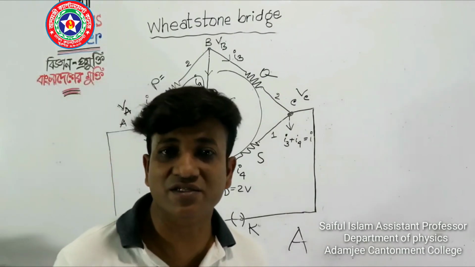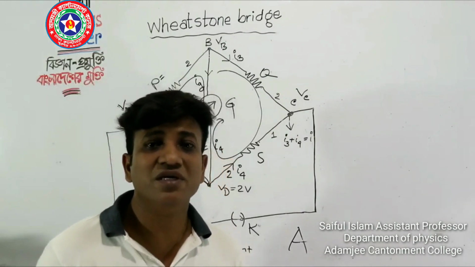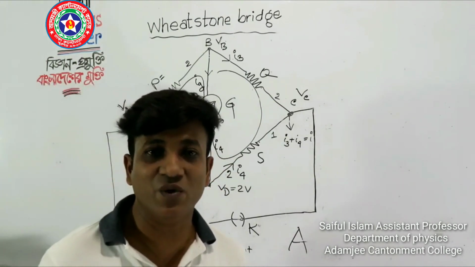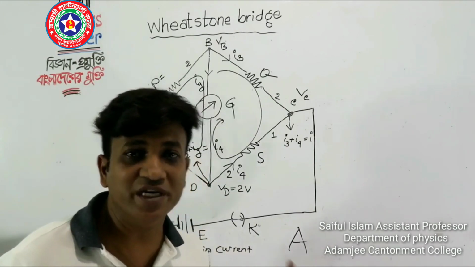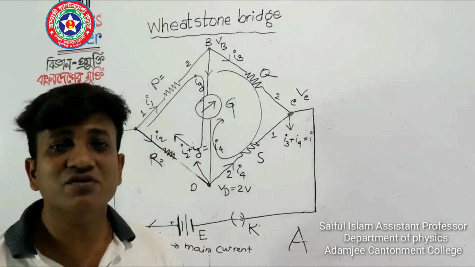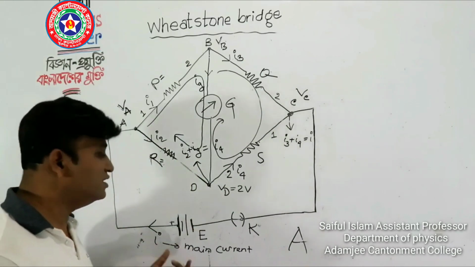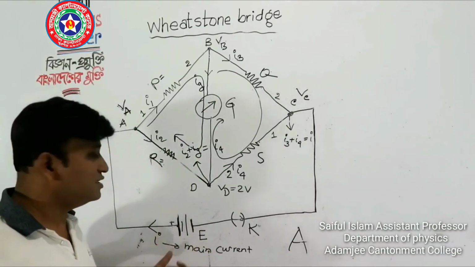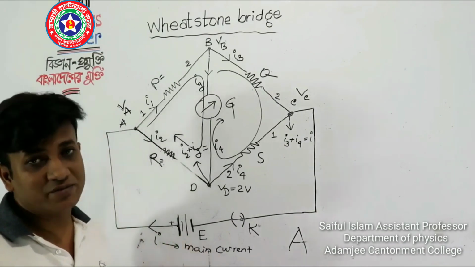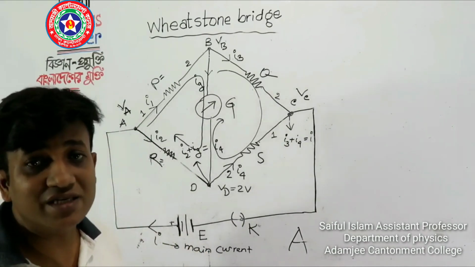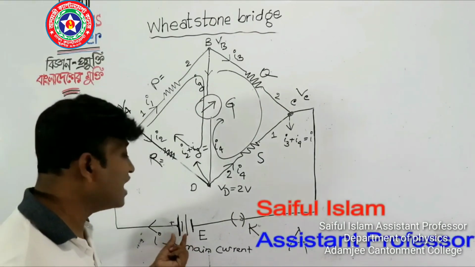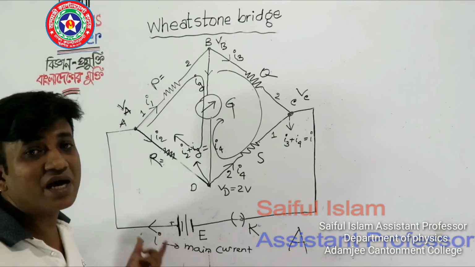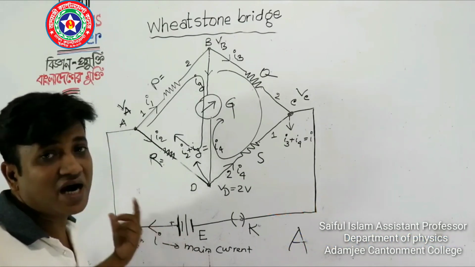Hope everyone is well. Today I am going to discuss some common realization questions about the Wheatstone Bridge. The first question is, why do we use a low voltage battery? We always use a low voltage battery, not a high voltage battery. The cause is, if we use a high voltage battery, then it will supply high current.